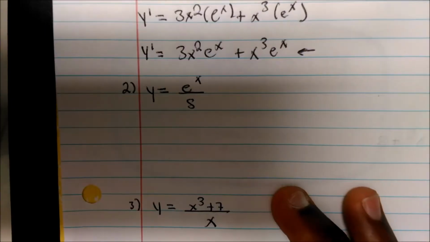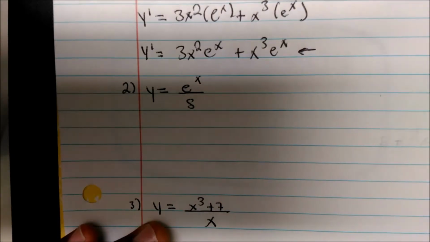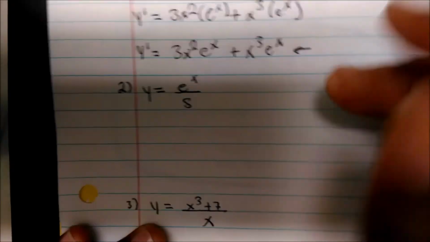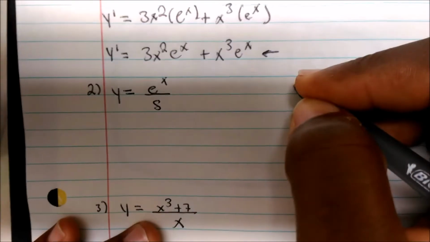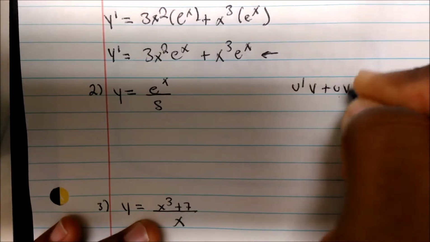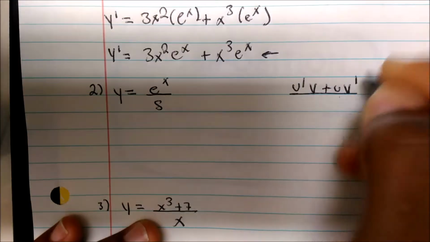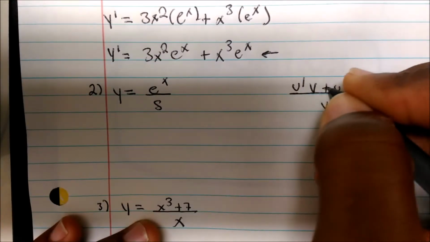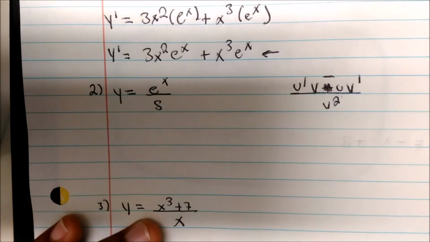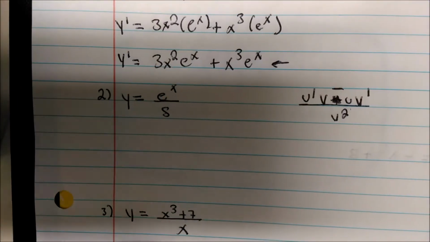Let's look at number two. This is, again, a quotient rule. And the quotient rule says that the derivative of u times v plus u times the derivative of v, all divided by v squared. And this is a mistake. This should be minus. Instead of a plus sign, that should be a minus sign.